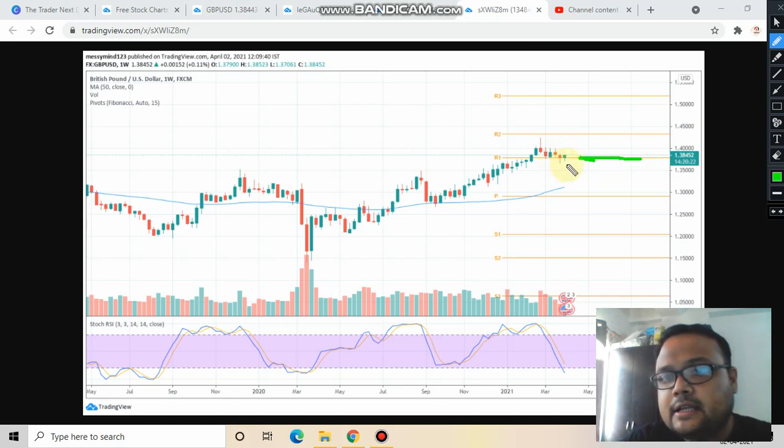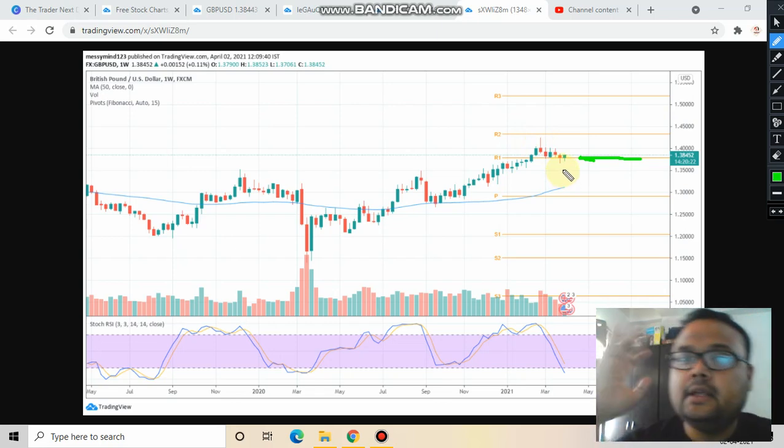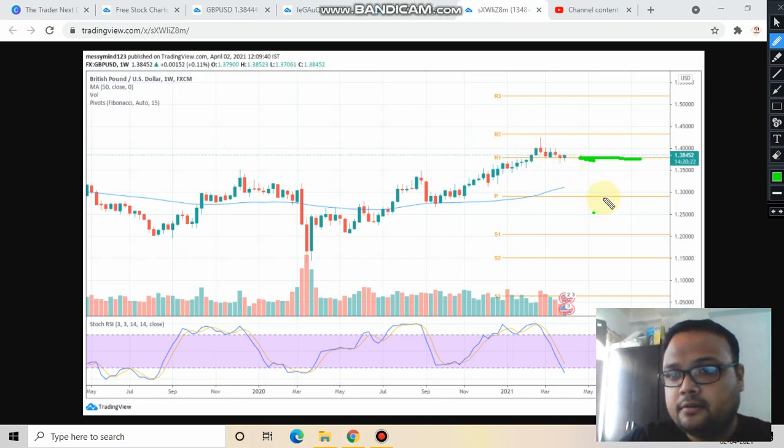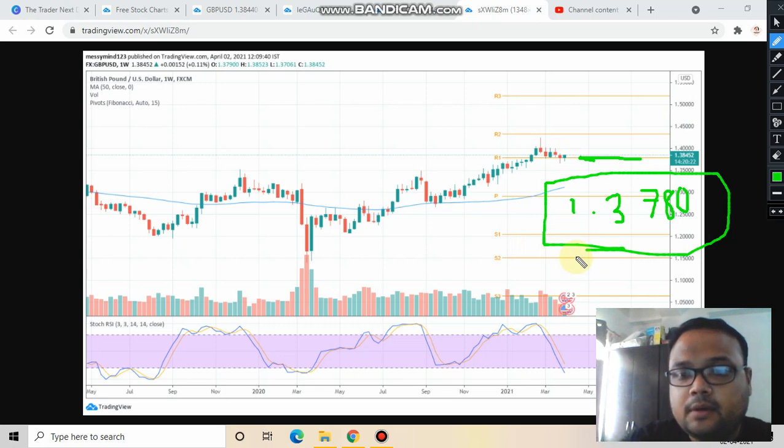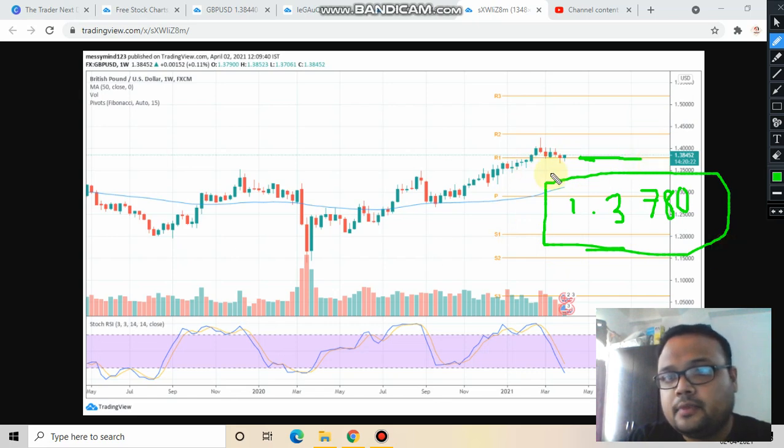Previous week also we can see that market crossed the level, but ultimately market succeeded in giving a closure above the daily support level at 1.3780. So this level is important support for the market in the weekly chart. Do remember this level is very important in the weekly chart, because this week also market is getting support, and previous week also market got the support at this level. So this level is important.